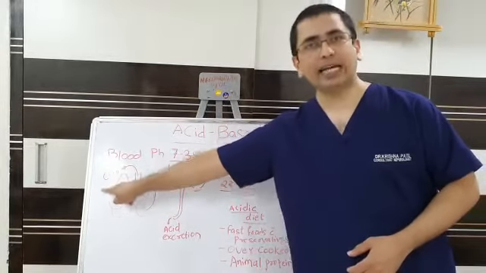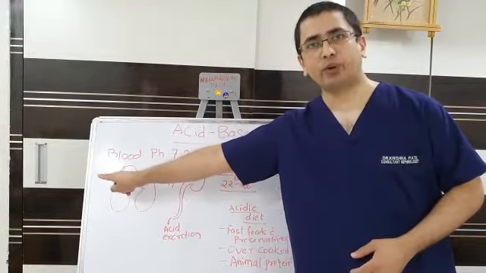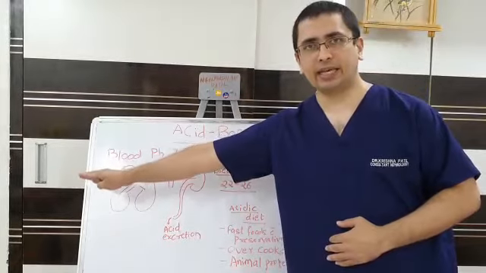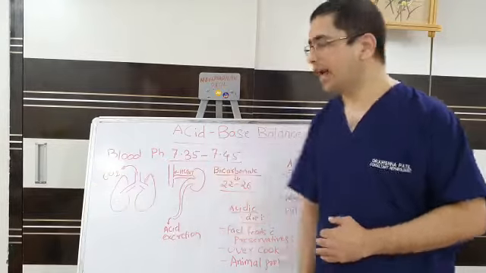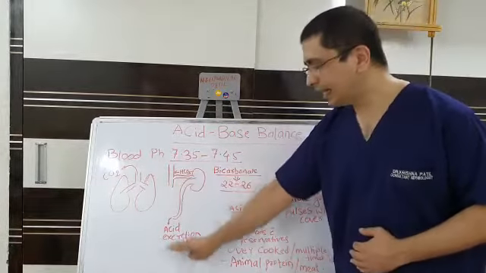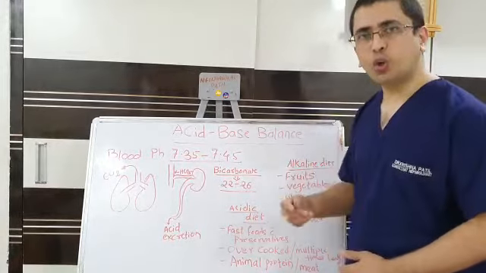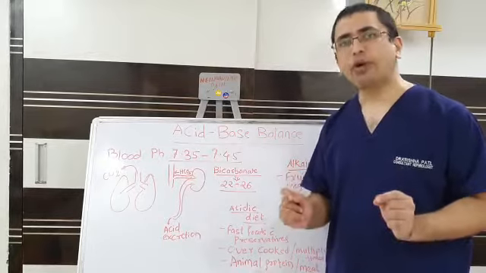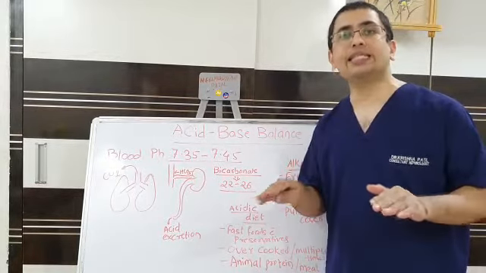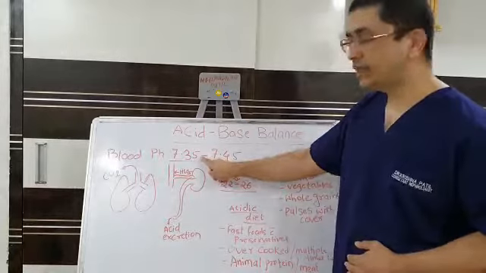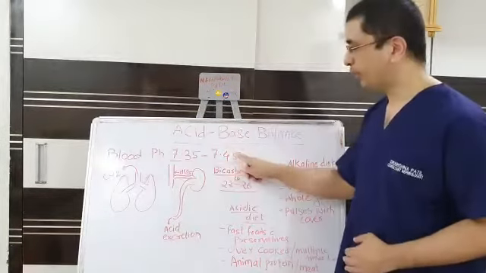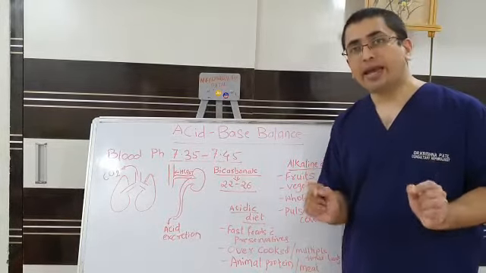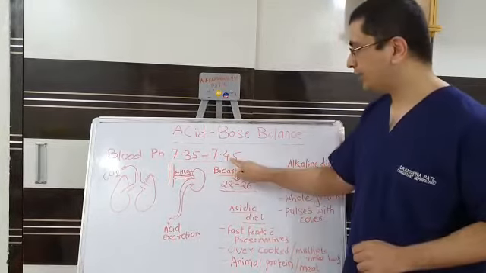Lungs excrete carbon dioxide and thus they excrete the carbonic acid. So the acid load is reduced by the lungs exhaling the carbon dioxide, and the kidneys excrete the acid load in the urine, and also generate bicarbonate. Bicarbonate is the base which neutralizes the acid in the blood and helps to maintain the blood pH between 7.35 to 7.45.